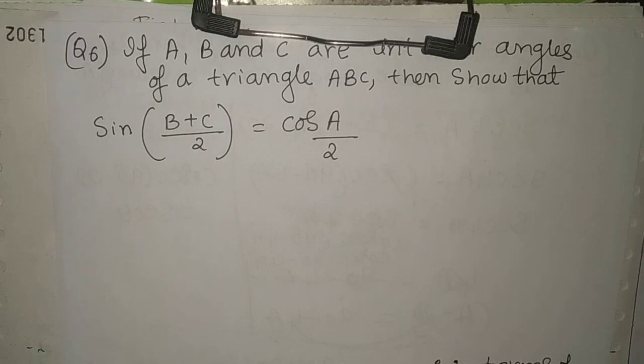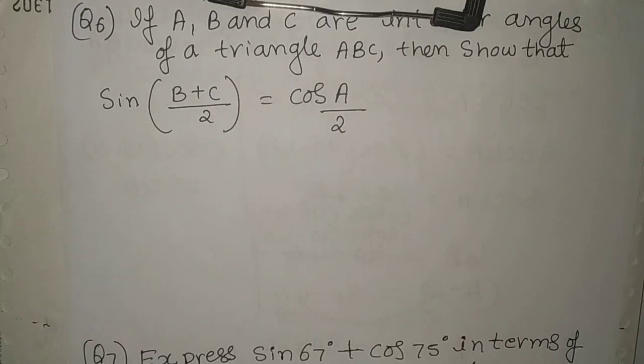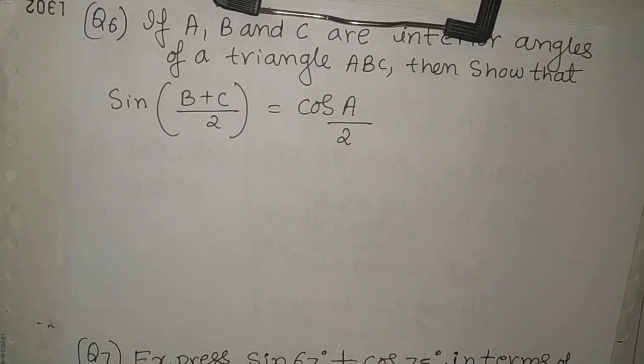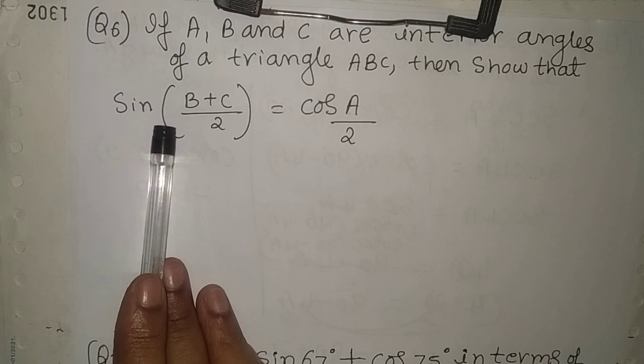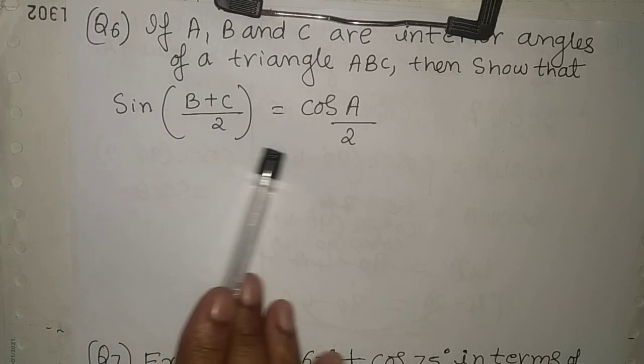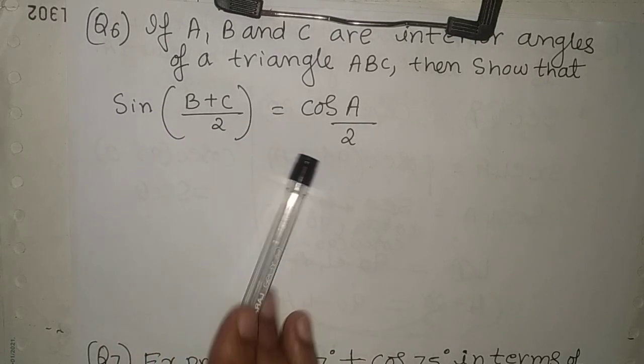Welcome back, students. In this class we continue exercise 11.3 question 6, and the chapter is Introduction to Trigonometry. So the question 6 here is, if A, B, C are the interior angles of a triangle ABC, then show that sine of (B plus C) by 2 is equal to cos A by 2.